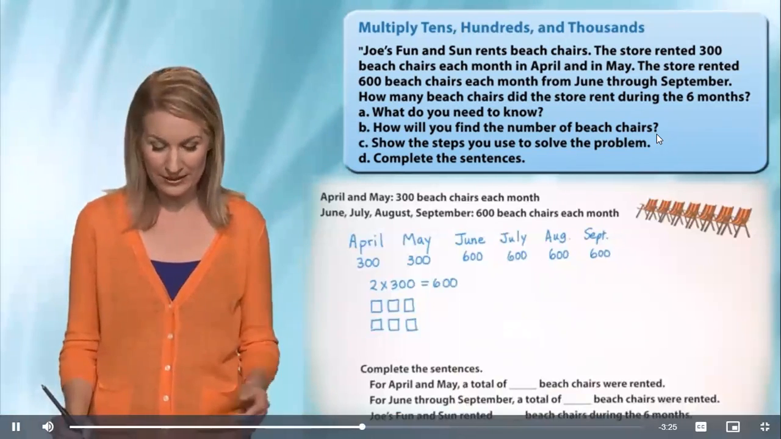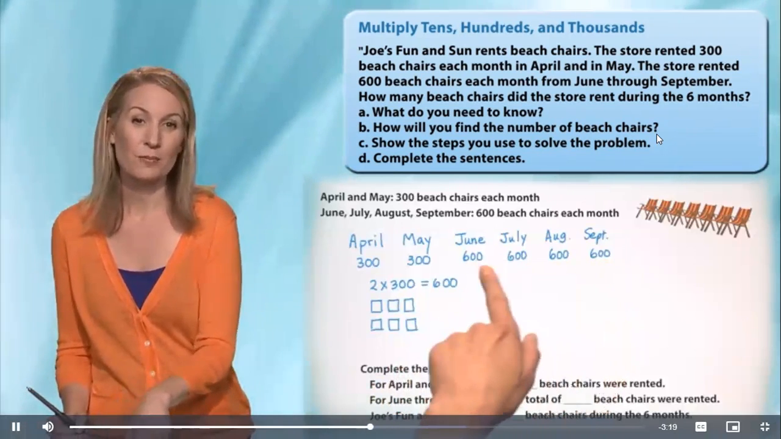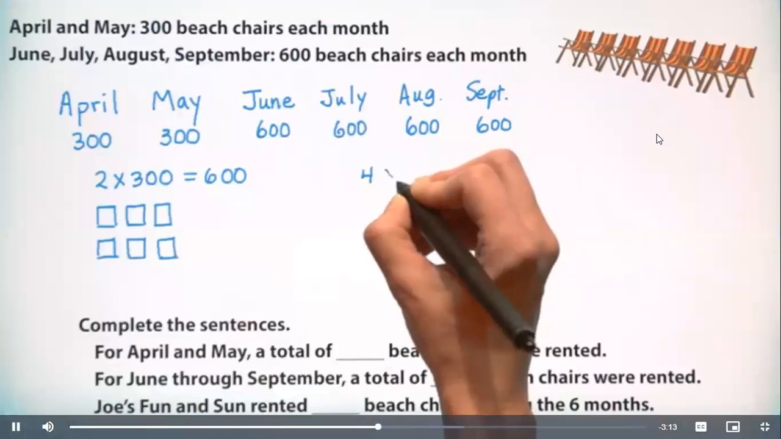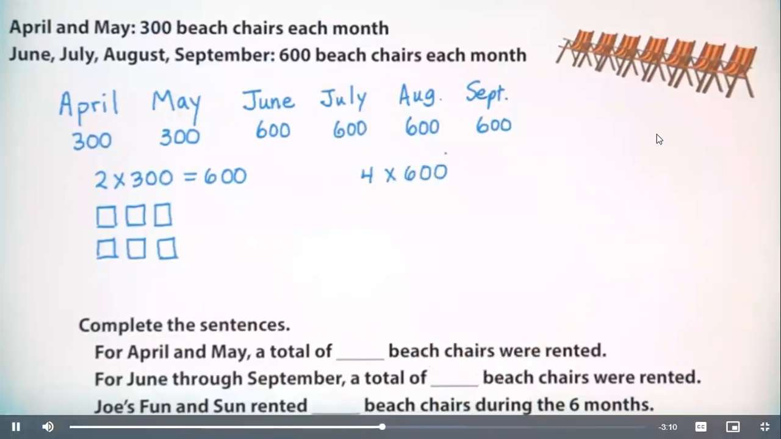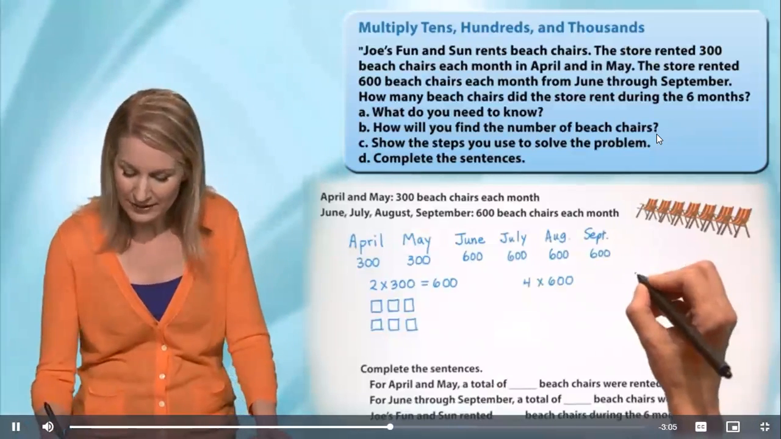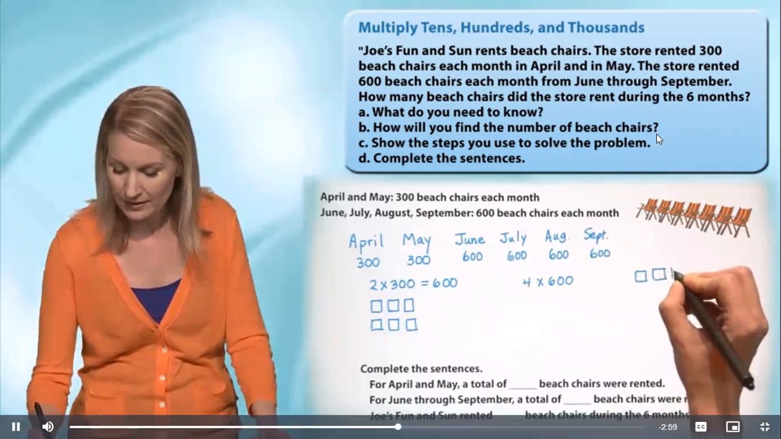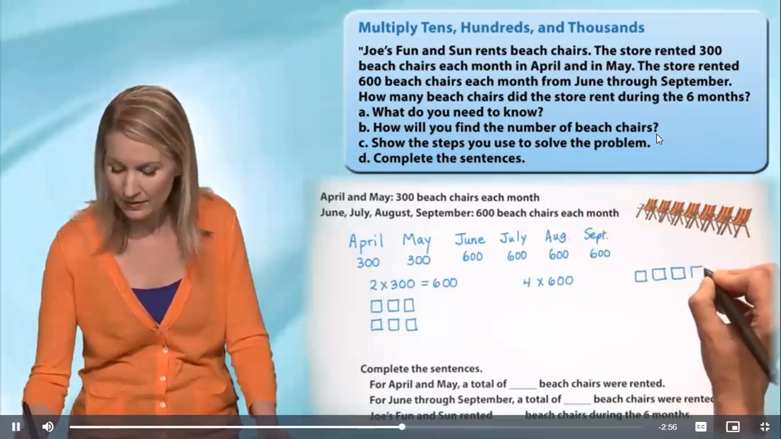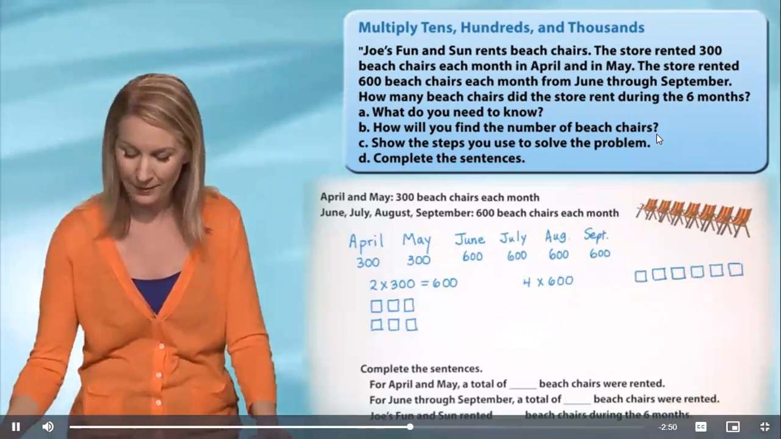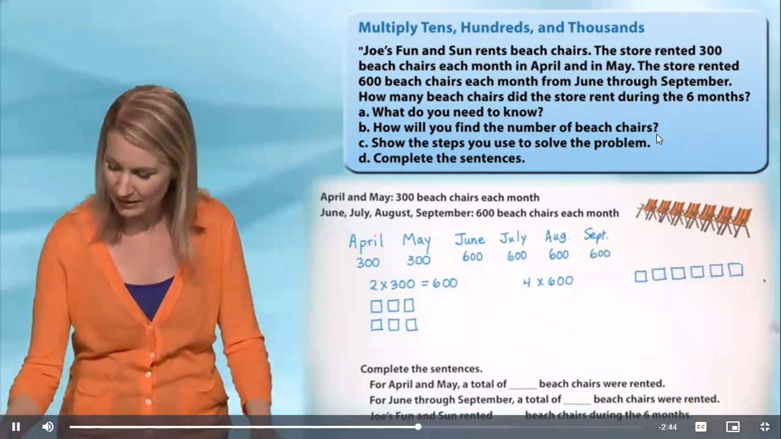So now what we're going to do is calculate the number of chairs rented in June, July, August, and September. Each of those months, basically, there were 600 chairs rented, so that's the same as saying 4 times 600. We'll use a quick picture for that as well to multiply 4 times 600. So essentially, we'll start with 600, 100, 200, 300, 400, 500, 600, right there.